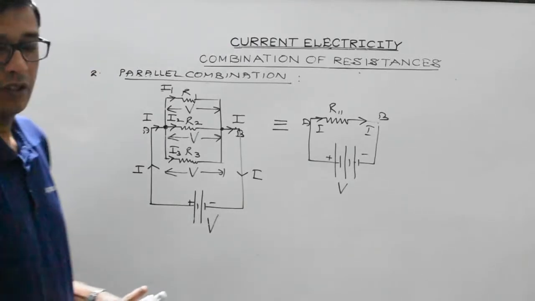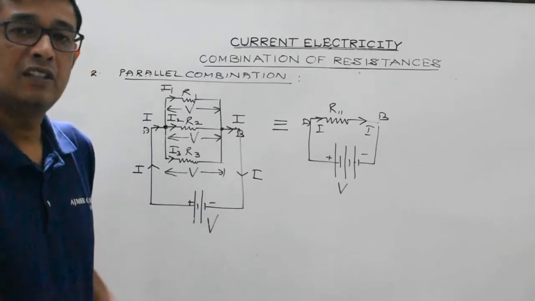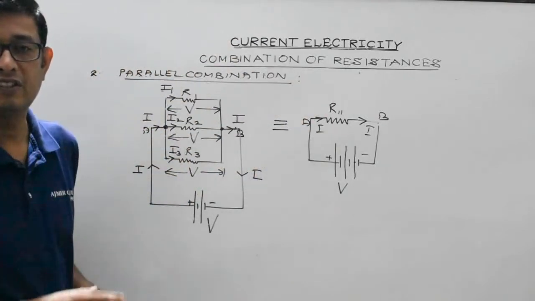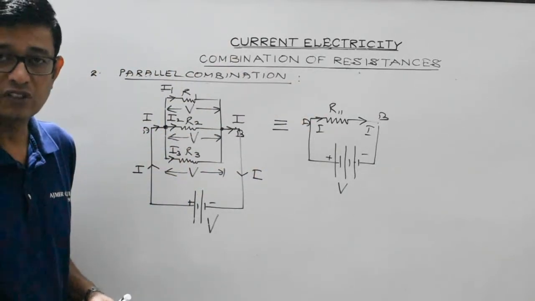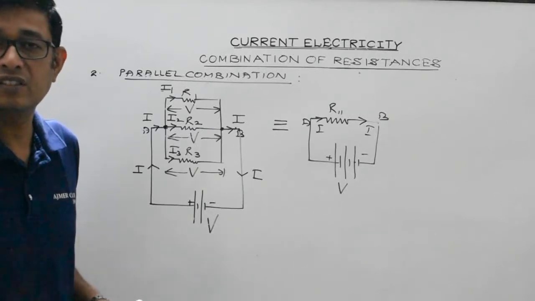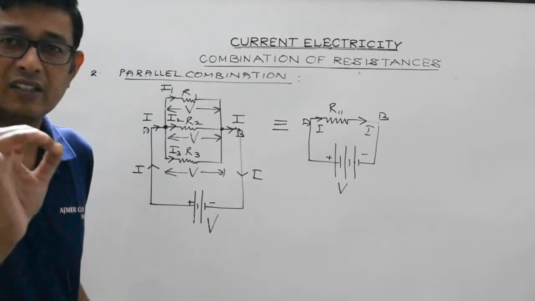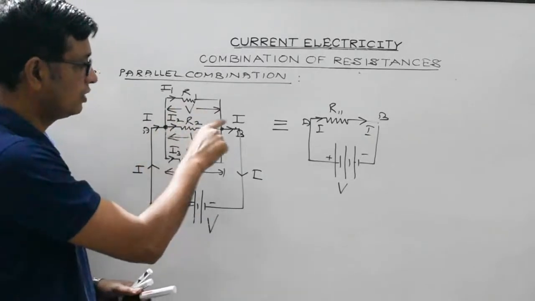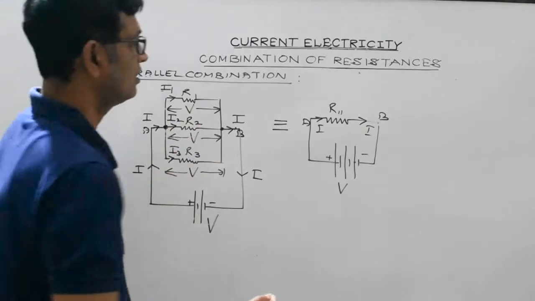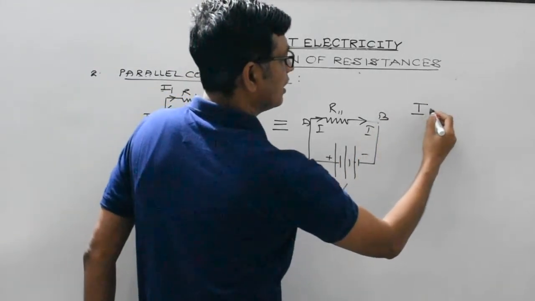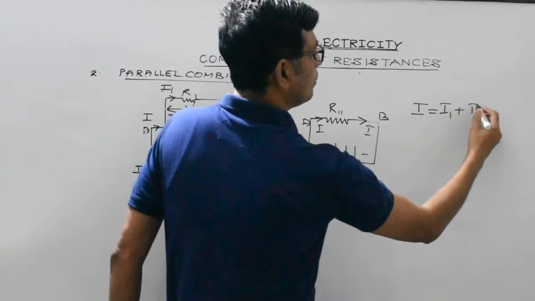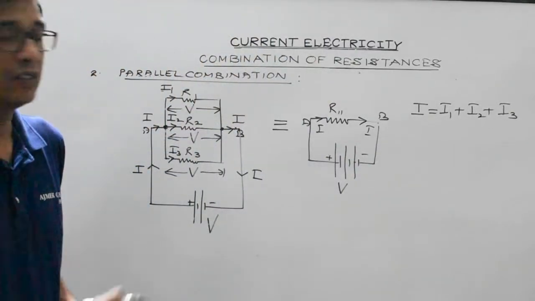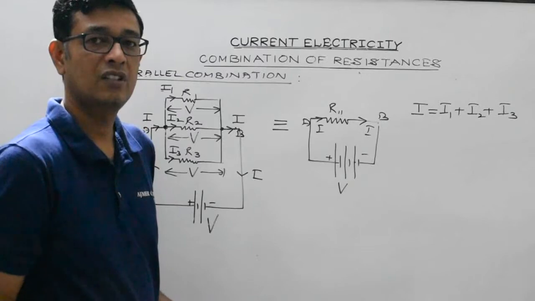So here we will begin with the fact that the current entering a junction must be equal to the sum of the currents leaving it. Since charge is constant, current must also be constant. In a circuit, at no point can charge get accumulated. Therefore, the sum of the currents entering a junction must be equal to the sum of the currents leaving it. Thus, the net current flowing through the circuit, I, is given by I1 plus I2 plus I3. Am I clear, students? This follows from the conservation of charge.